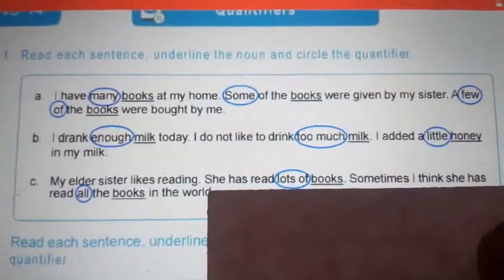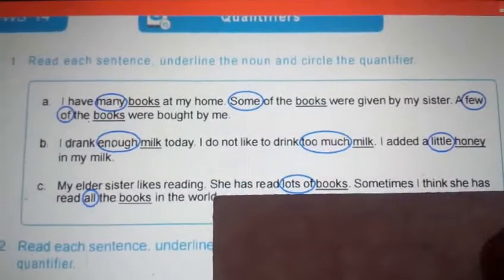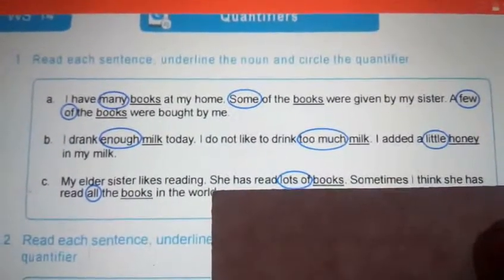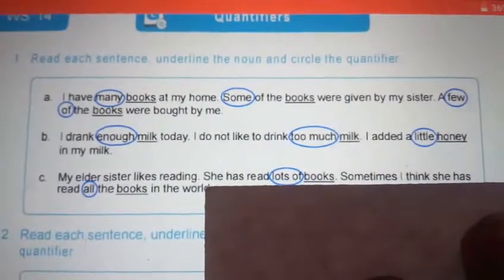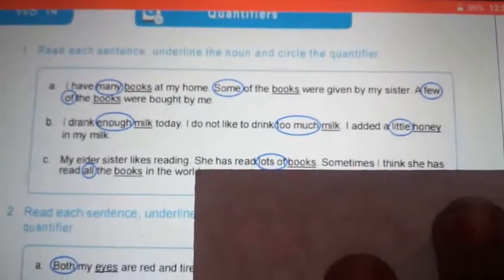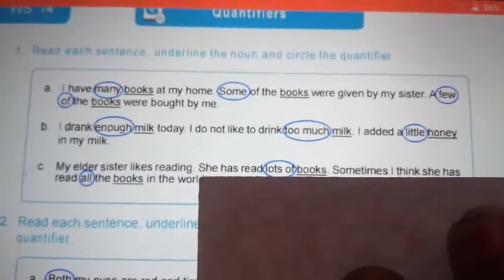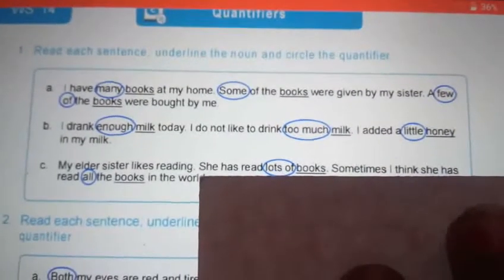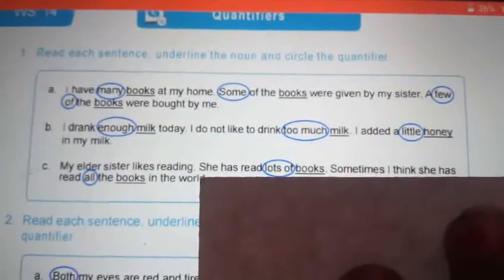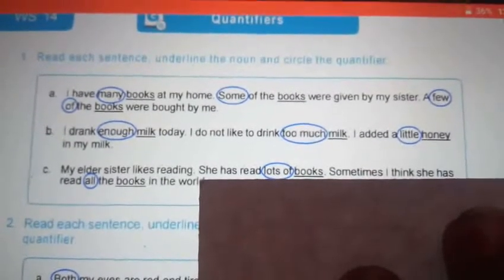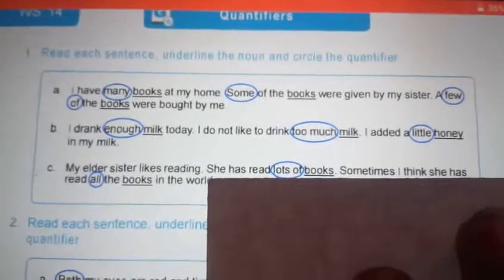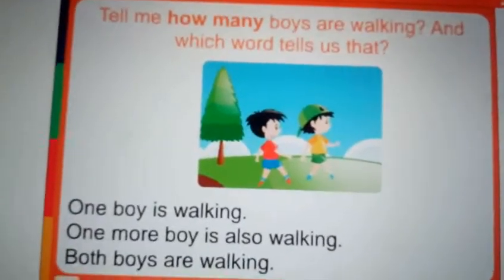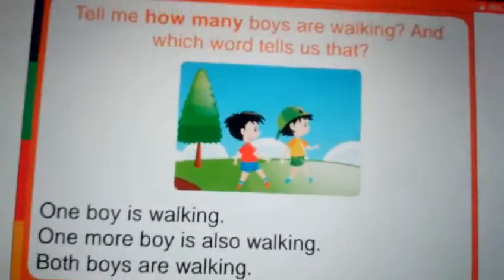Many, some, few, of. Right? Then books are the nouns. Then the second one, milk is the noun. Honey is the noun. Then the quantifiers: enough, too much, little. Third one, lots of, all. They are the quantifiers. Books is the noun. Check, okay? Yes. Today we are going to learn more quantifiers.